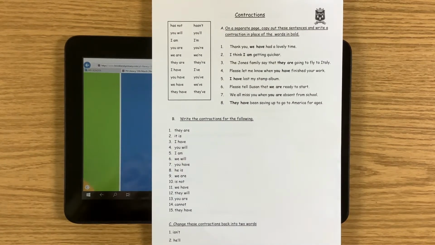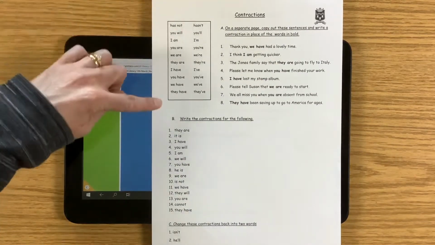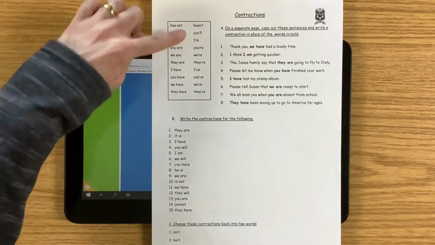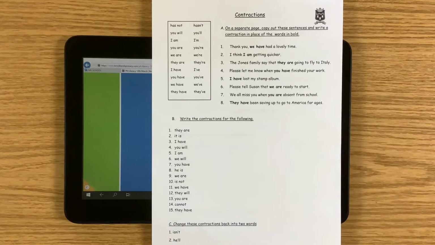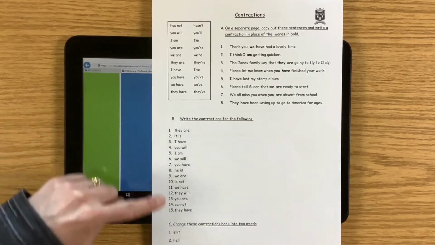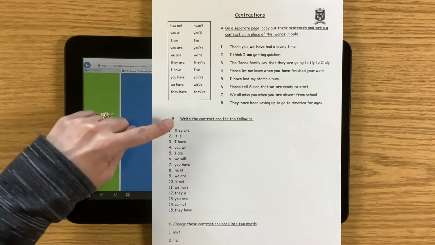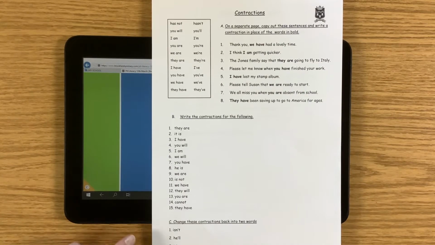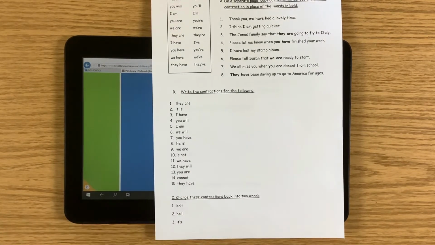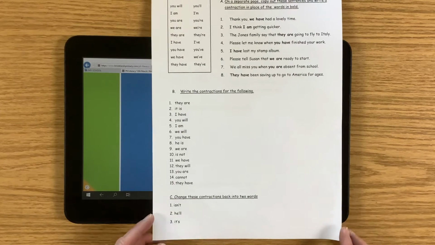If you choose to do the higher level task, your higher level task looks like this one. You have got some examples of contractions, so the 2 original words and the contraction beside it. And you've got some sentences to write out on a separate page. And instead of the words in bold type, put in a contraction instead. In part B, you've been given 15 more examples of 2 separate words. Can you contract those into one word? And then in part C, do it the other way around. You've been given 3 contractions, turn them back into 2 separate words.